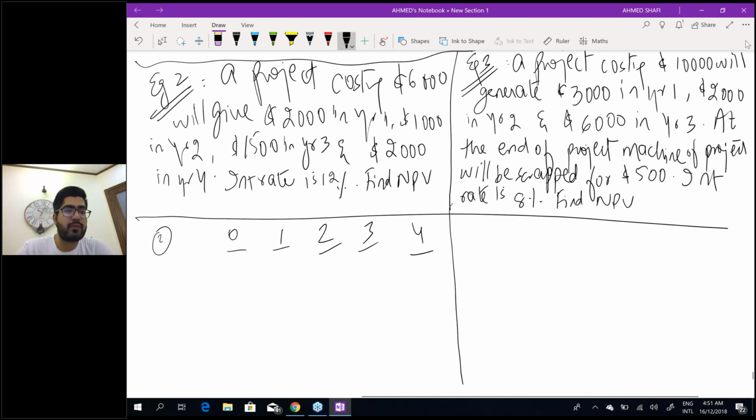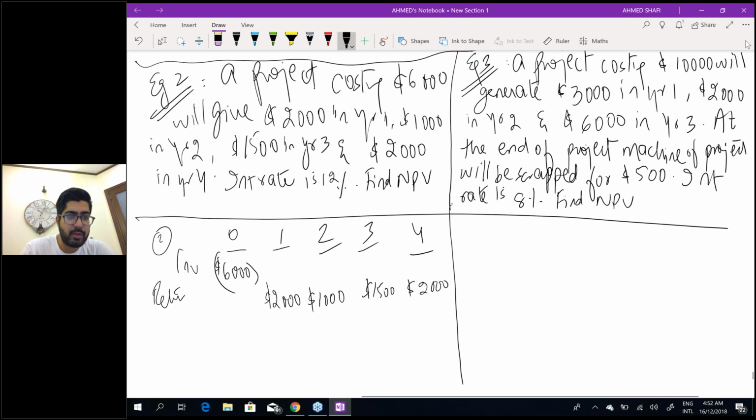The first inflow outflow is outflow. Investment 6,000, always made at year 0. And project is giving return 2,000 year 1, 1,000 year 2, 1,500 year 3, 2,000 year 4. Okay. There is no other inflow outflow. When you're sure there is no other inflow outflow, net them all to get net cash flows. 6,000, 2,000, 1,000, 1,500, 2,000.